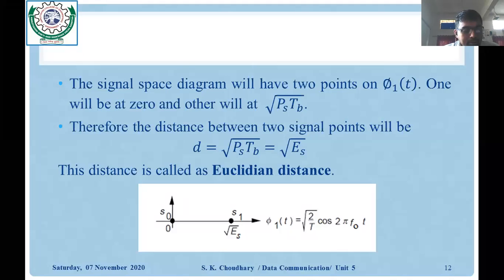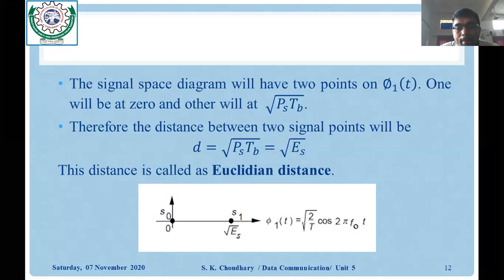Okay, so these are the amplitudes of the signal, and the distance between both of the points would be 0 and square root of PsTb, which is called the Euclidean distance. So D is equal to square root of PsTb minus 0, that is the same value, or you can write it in terms of energy, square root of Es, and it is called the Euclidean distance. So when we draw the signal space diagram, also called a constellation diagram, we always use the term Euclidean distance.